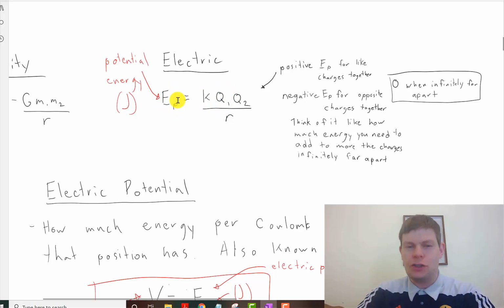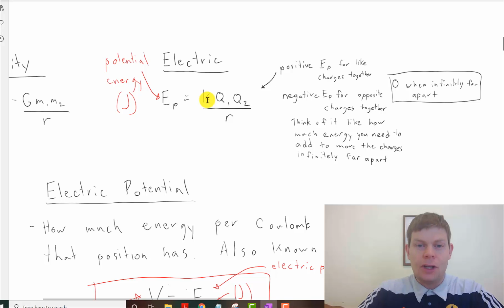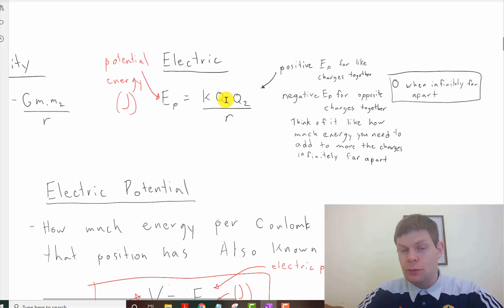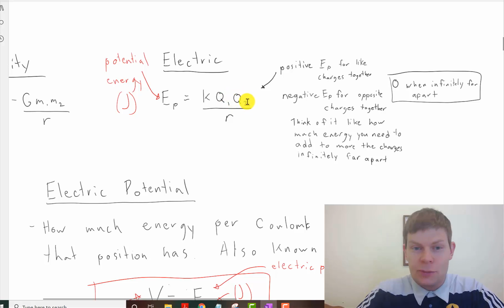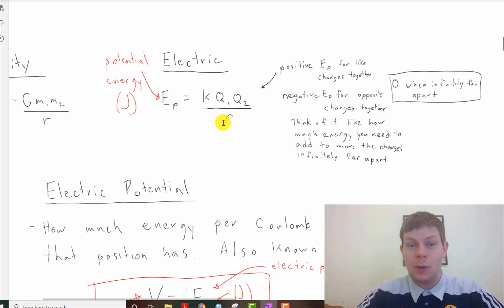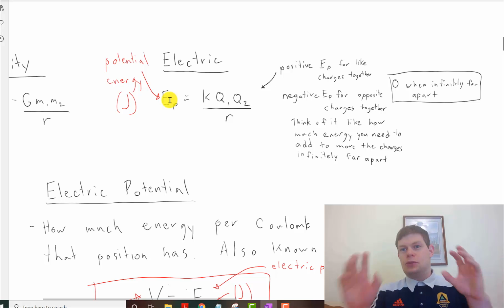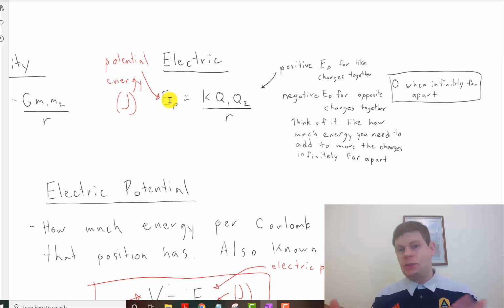EP, potential energy, is measured in joules. You've got the same k we had before, 9 times 10 to the 9, Coulomb's constant. And then we have the charge in coulombs of the first object times the charge in coulombs of the second object divided by the distance between their centers squared. And that'll tell you the potential energy of any two electrically charged objects some distance apart.